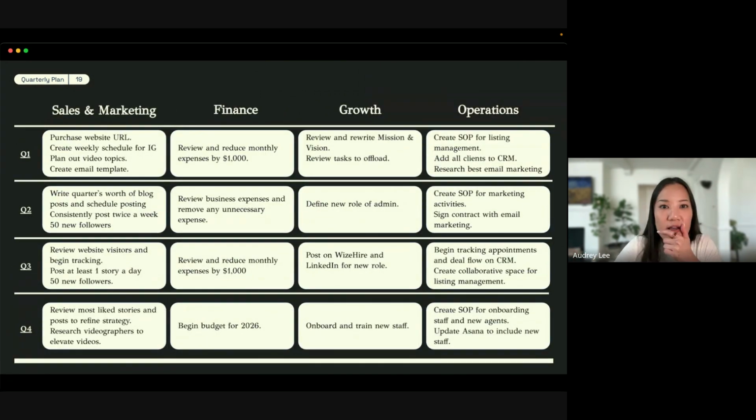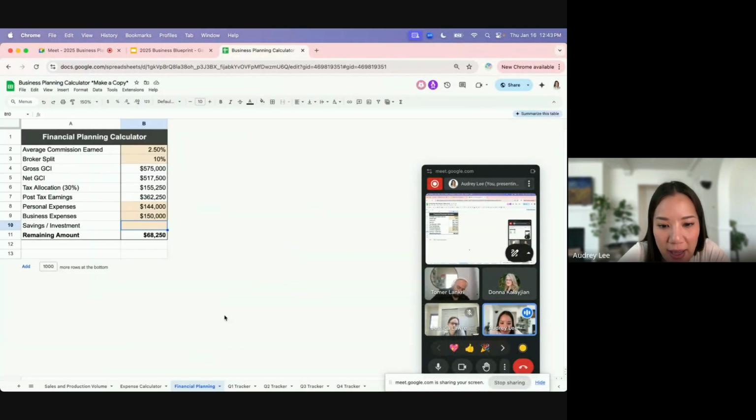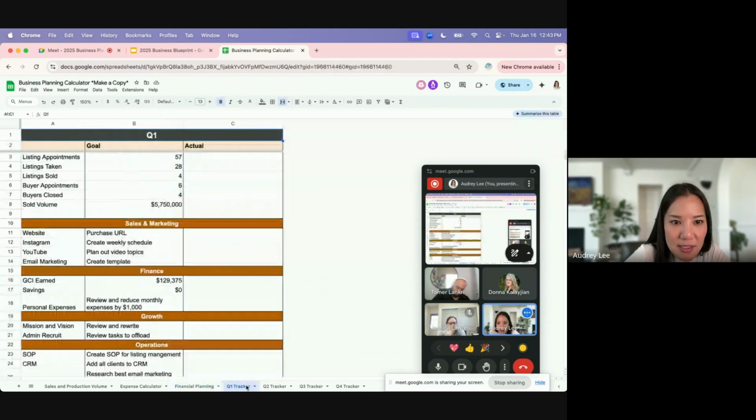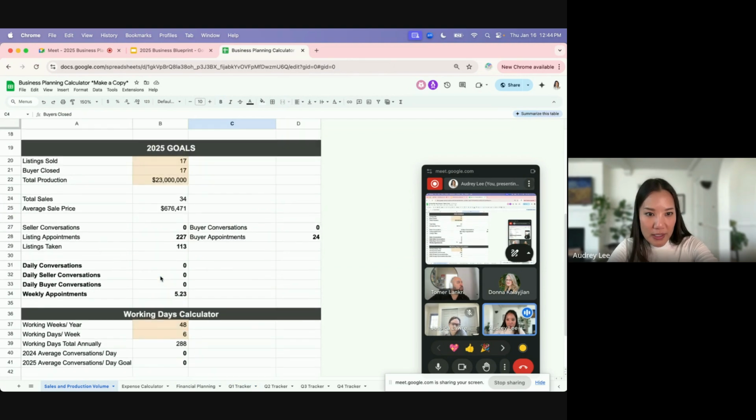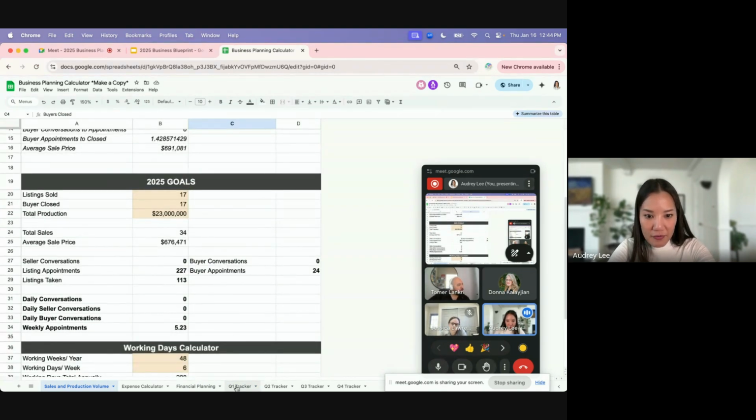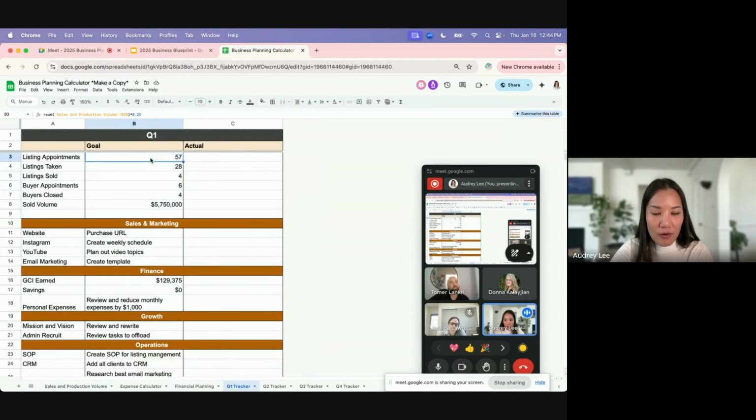I actually have this. If you look at the Q1, Q2 tracker on the sheet, don't worry about the bottom part, but this piece up front has calculated all of the goals that you need for 2025. So it already splits it up. You need to go on 57 listing appointments by Q1, Tommy. You need to take at least 28 listings in order to sell 4.